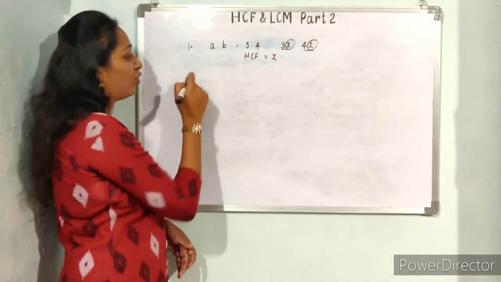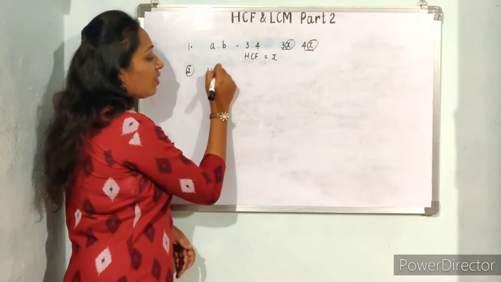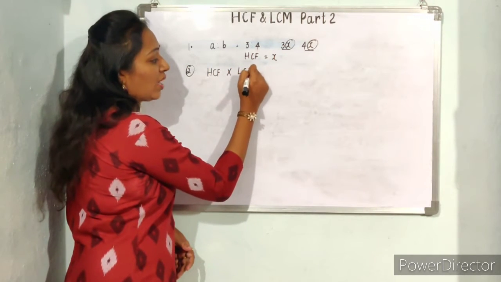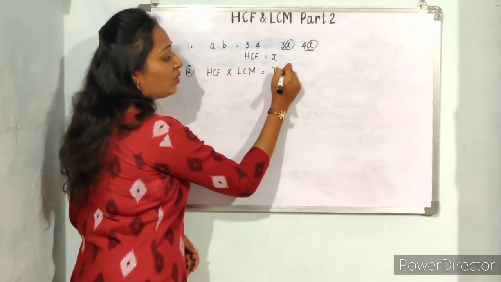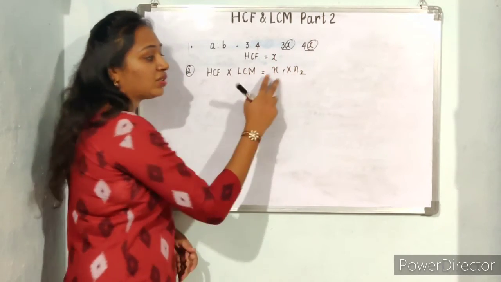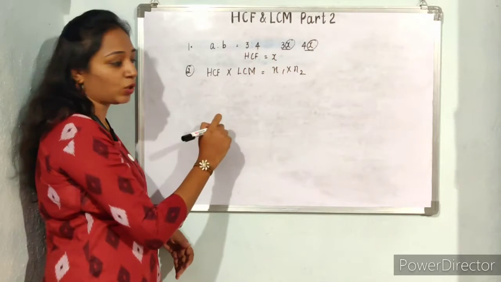This is the first thing that you have to know. The second thing is that the product of HCF and LCM is equal to n1 into n2, that is, the product of the two numbers. This is the second concept.